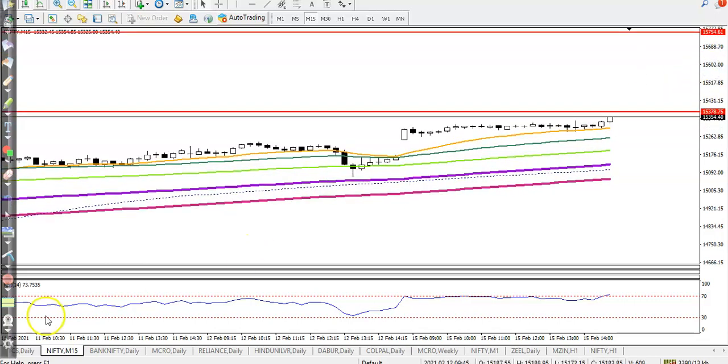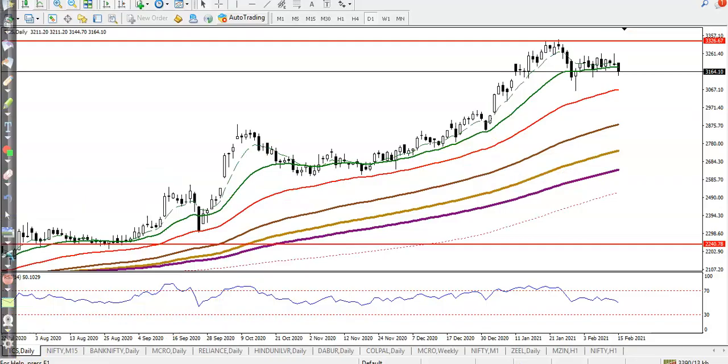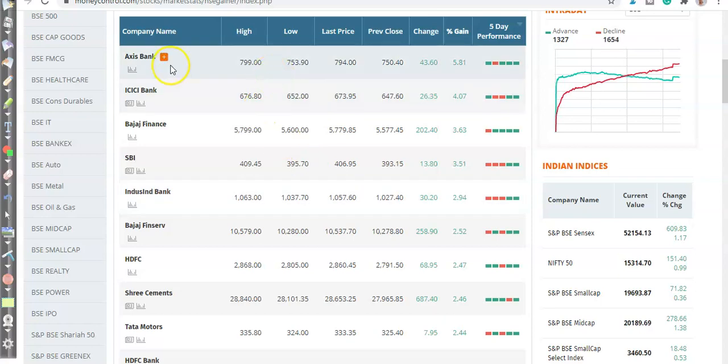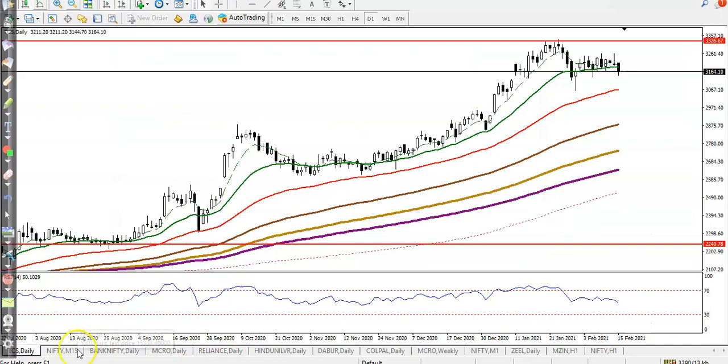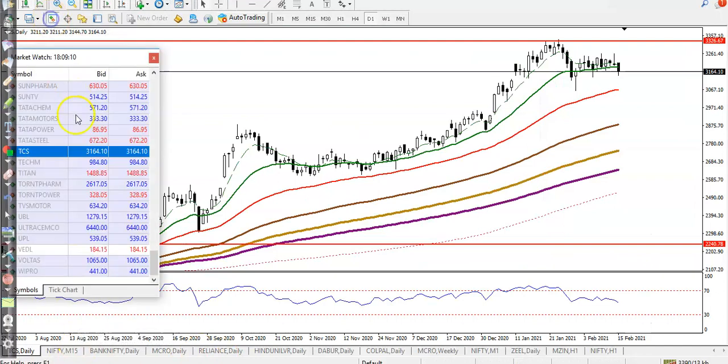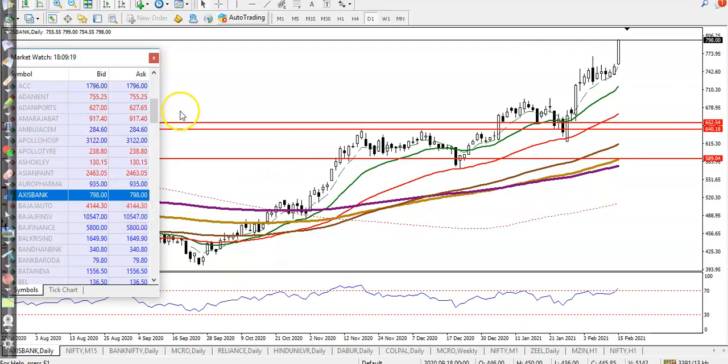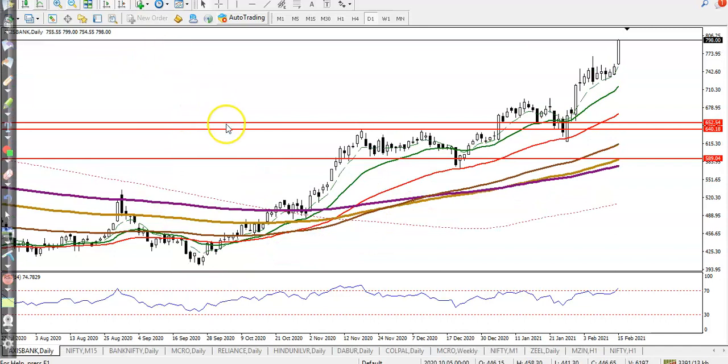All right, now let's see some most gainer stocks. Today we have seen mostly financial companies, exactly the banking sector, gone up. First we have seen Axis Bank. All right, so let's go to Axis Bank somewhere there. Axis Bank, all right. Okay, this is Axis Bank. Let me remove this one.